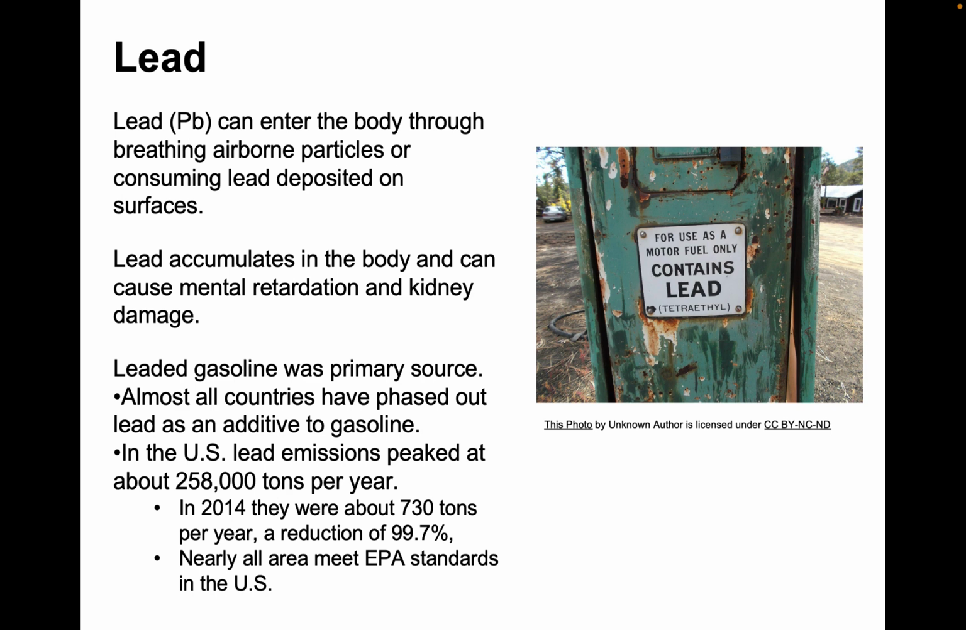In the U.S., lead emissions peaked at about 258,000 tons per year. In 2014, they were down to about 730 tons per year, a reduction of 99.7%. Nearly all areas meet EPA standards in the U.S.